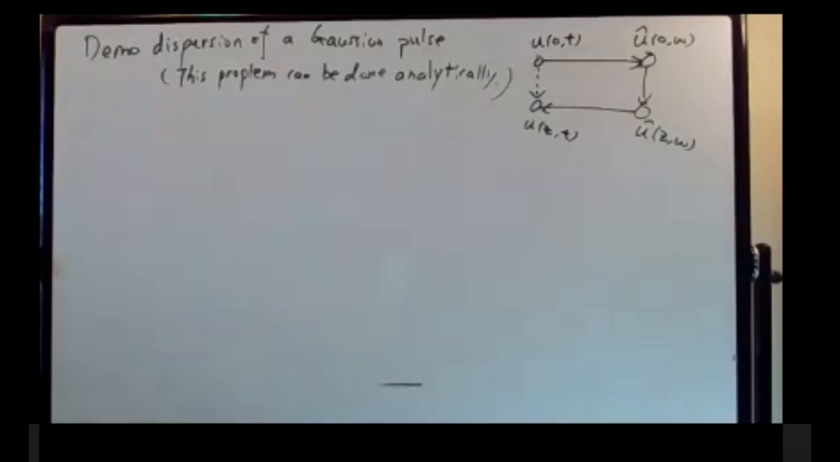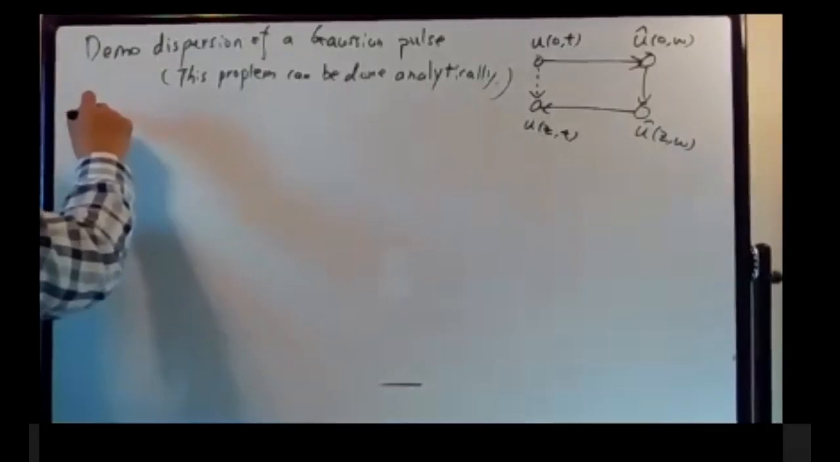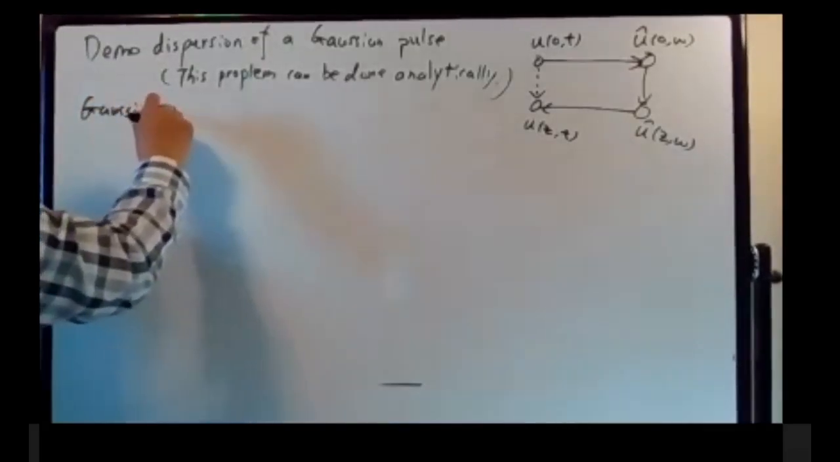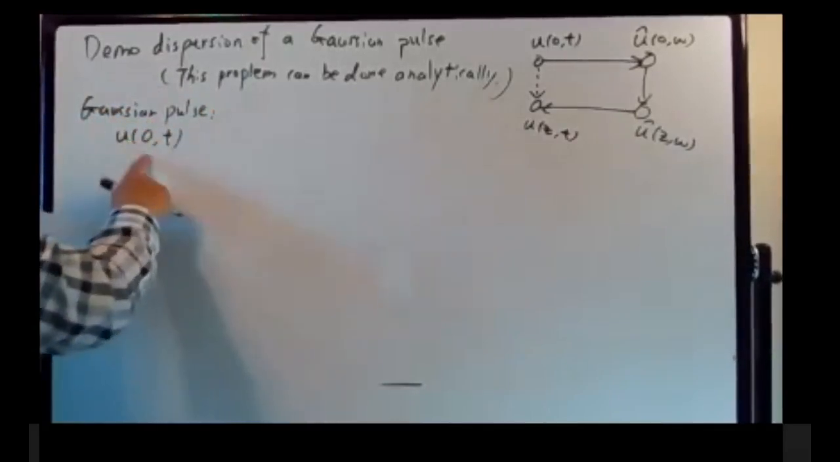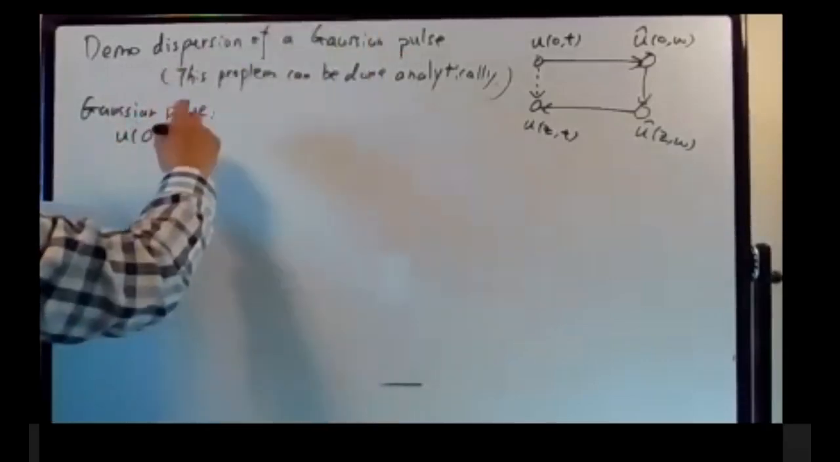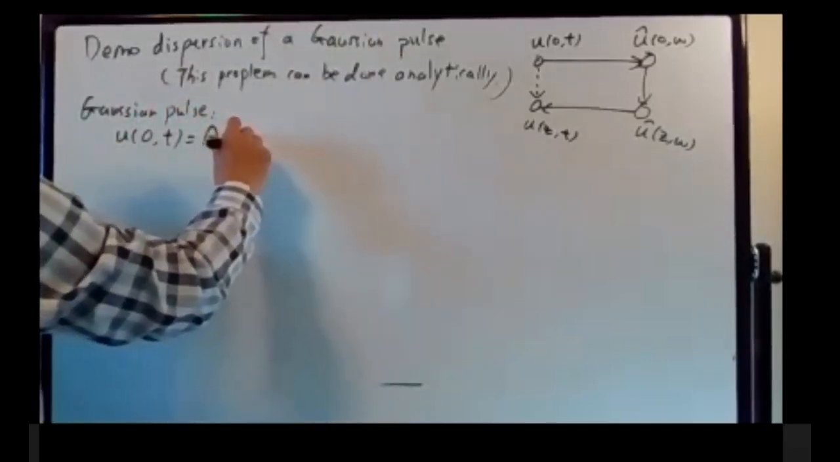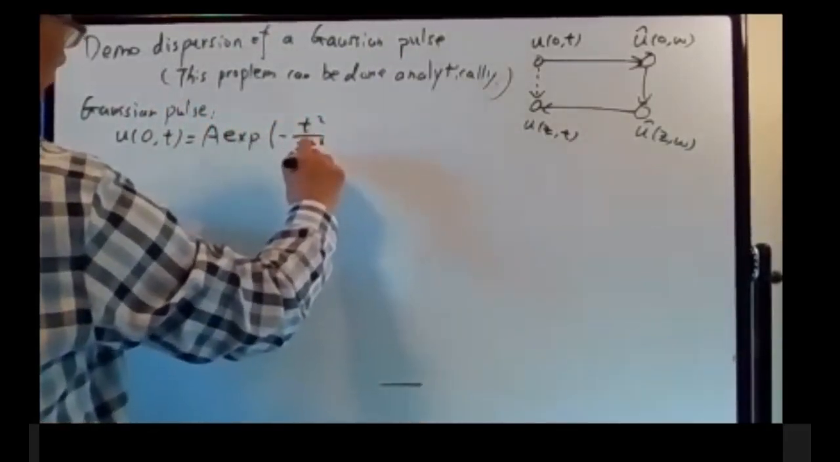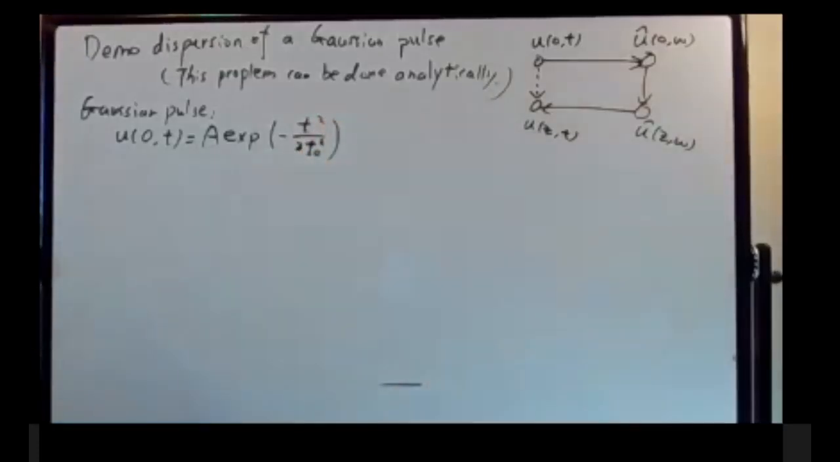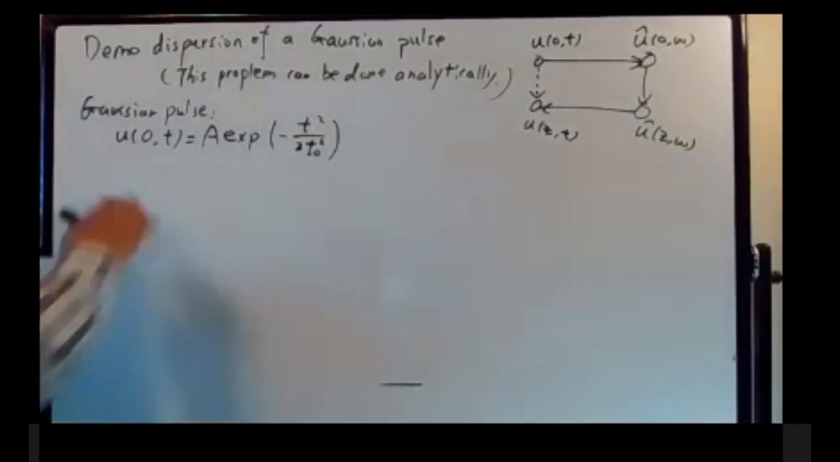Okay, so we have the pulse. We write the Gaussian pulse U0(t) as exponential of negative t squared over 2 t0 squared. So this is the pulse.